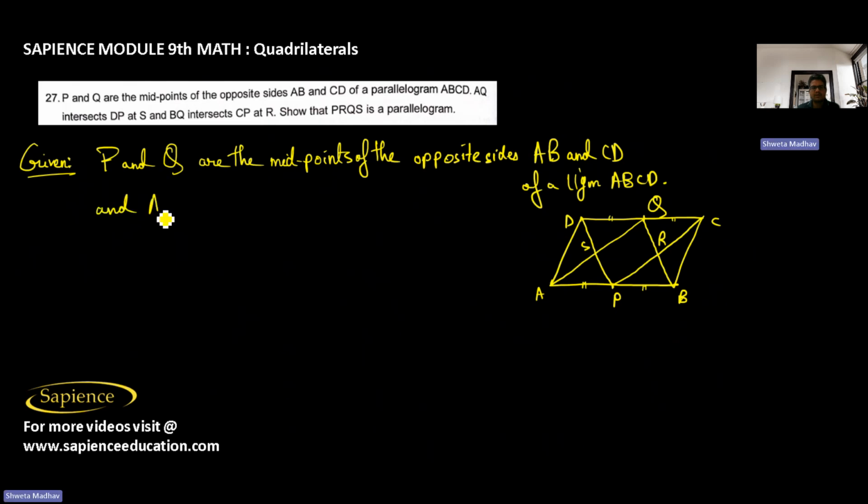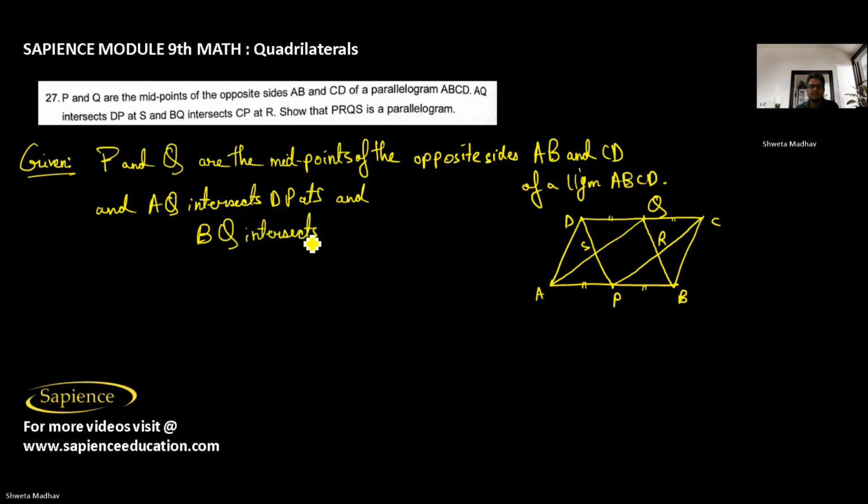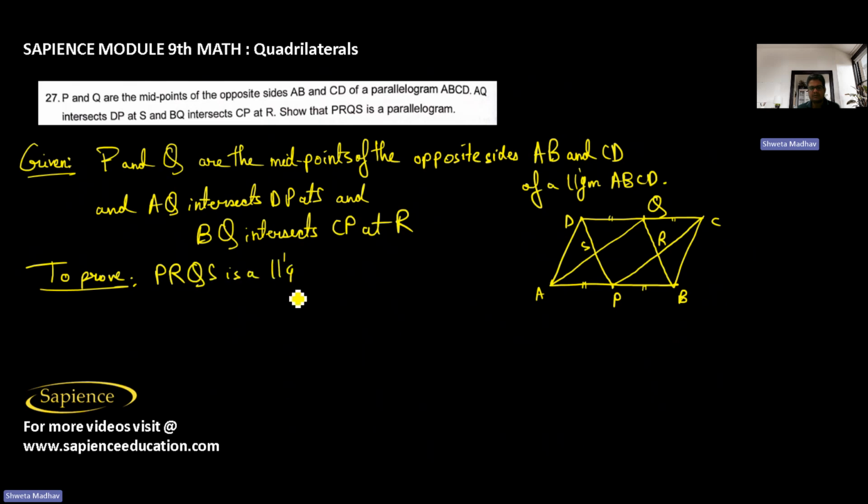So AQ intersects DP at S and BQ intersects CP at R. And we have to prove that PRQS is a parallelogram.